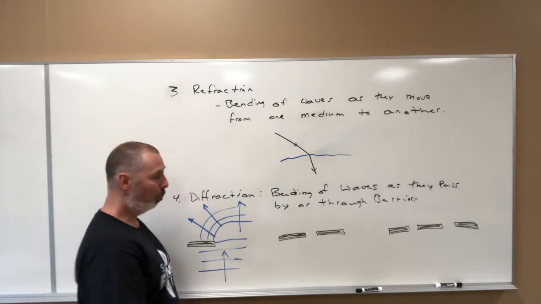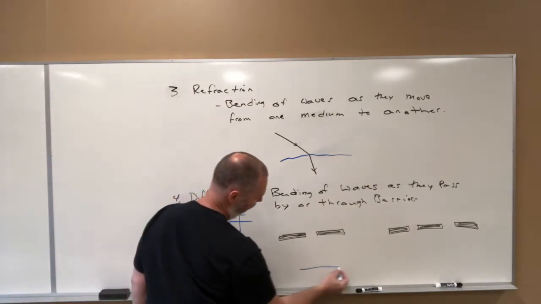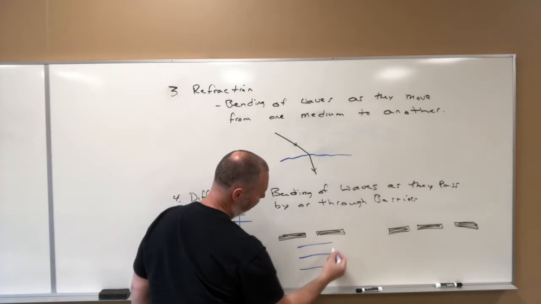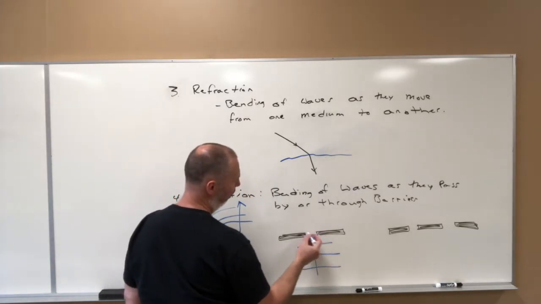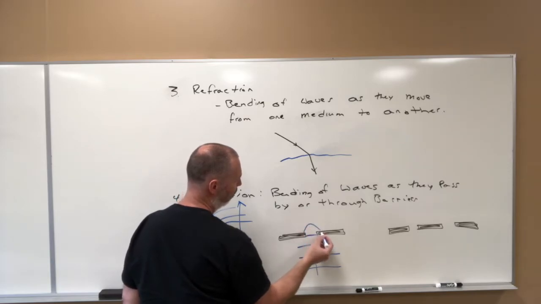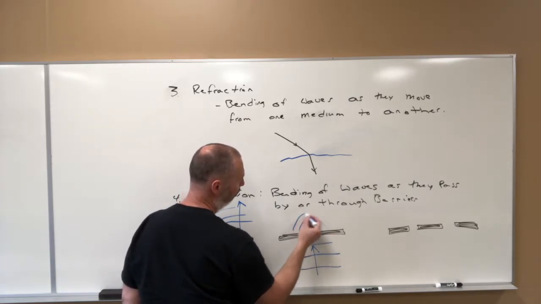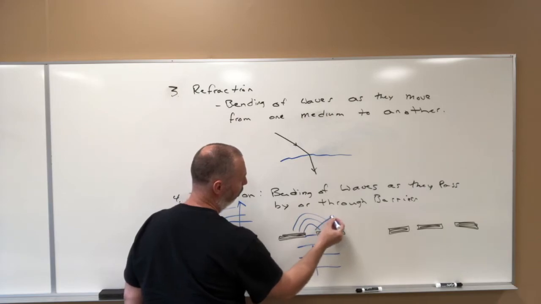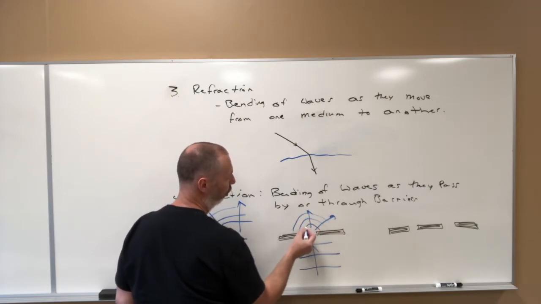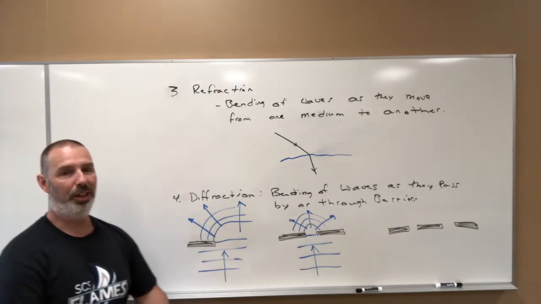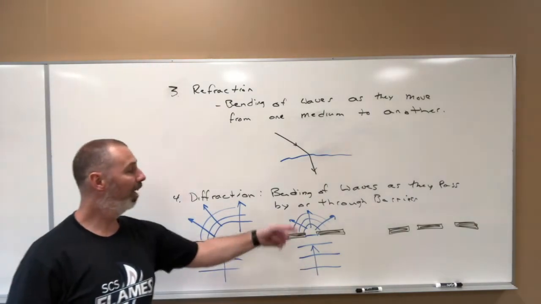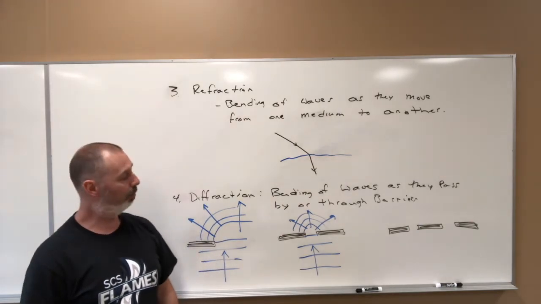Now, when we go through an opening between barriers, we're going to do the same thing. We're going to have some wave crests heading toward these barriers. As it hits the barrier, again it bends, but now it bends in both directions. And so now it becomes a circular wave front, like when you drop a stone in a pond and you get the circular wavefront that goes out from it. That's what happens on the other side of the barrier here.